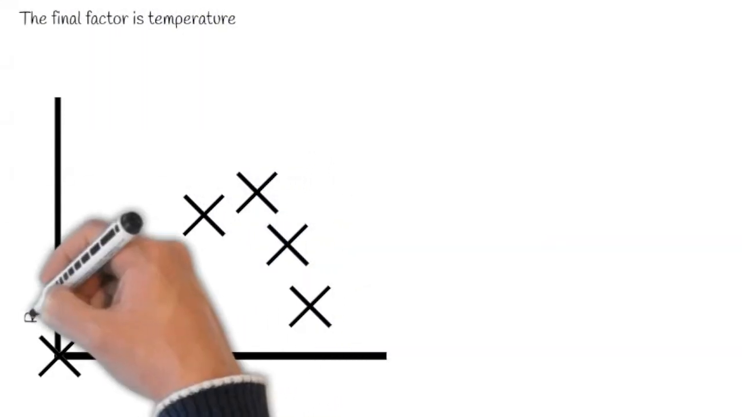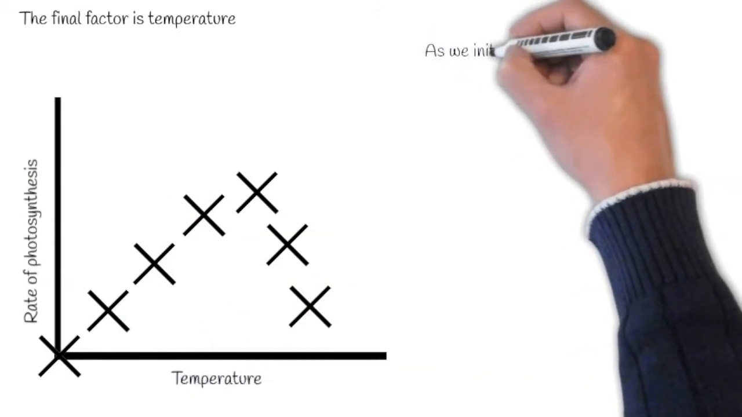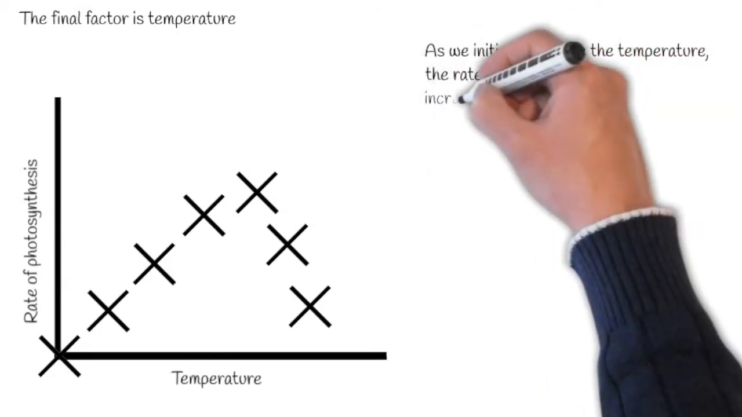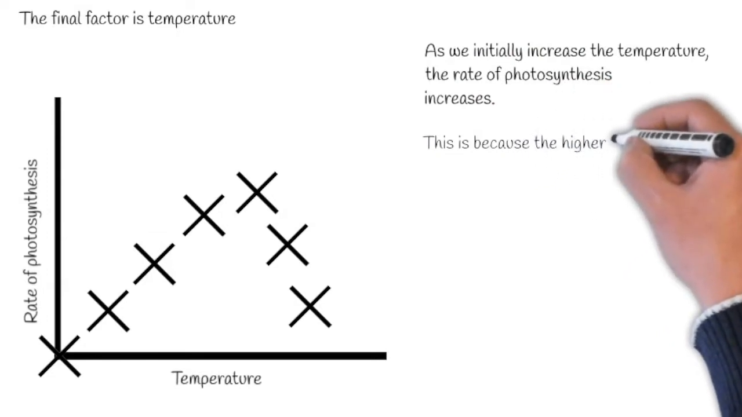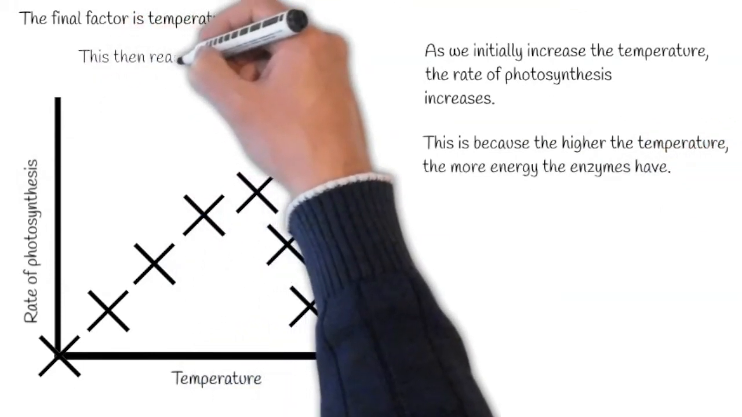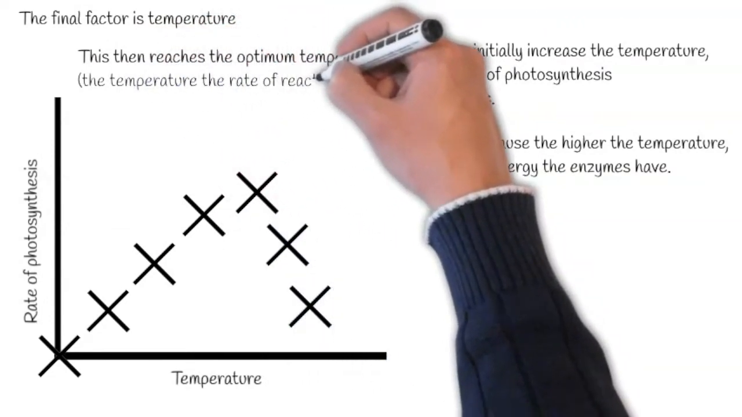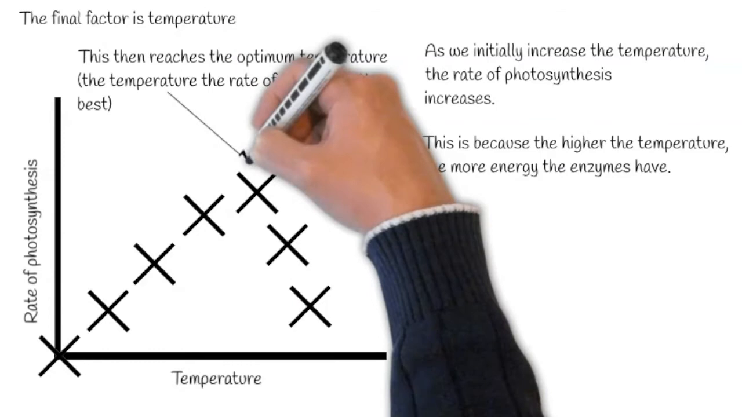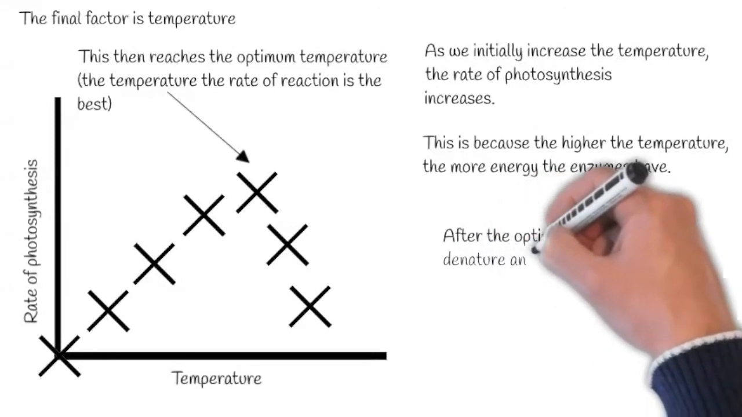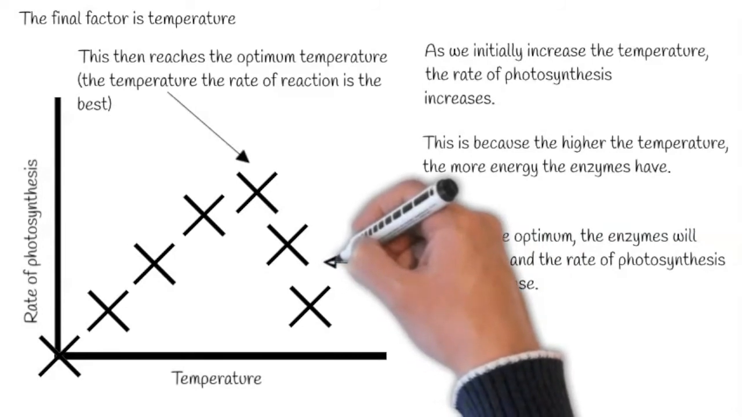The final factor that affects photosynthesis is temperature. As we initially increase the temperature, the rate of photosynthesis increases. This is because the higher the temperature, the more energy the enzymes have. This then reaches the optimum temperature, the temperature the rate of reaction is the best. That's this point here. After the optimum, the enzymes will denature and the rate of photosynthesis will decrease rapidly, as you can see here.